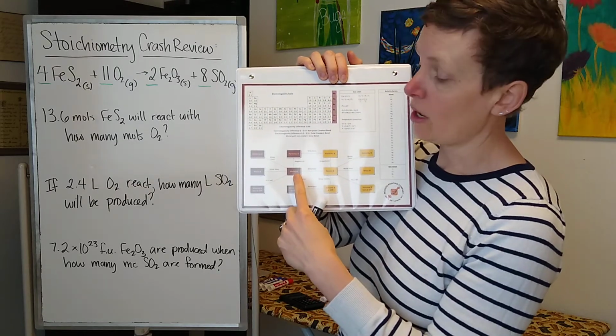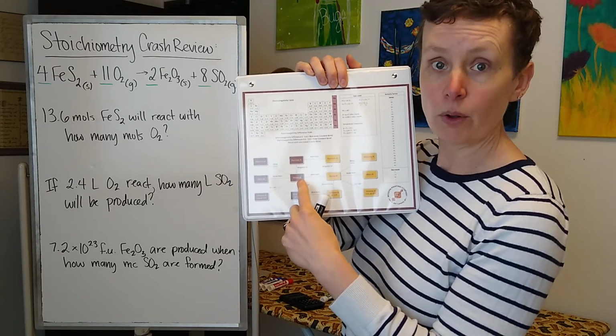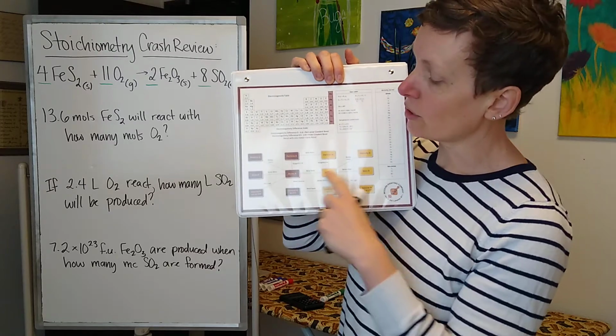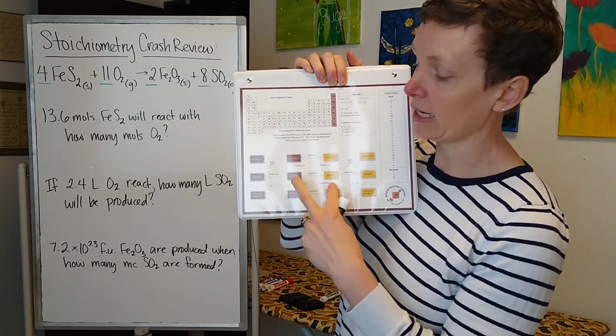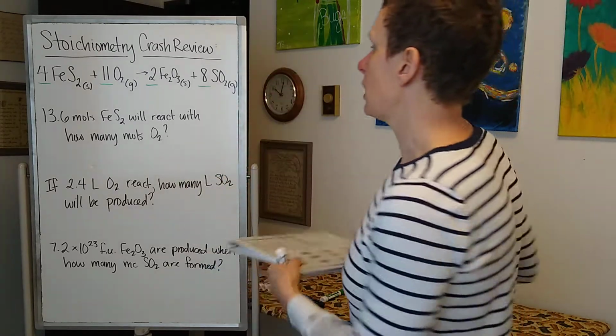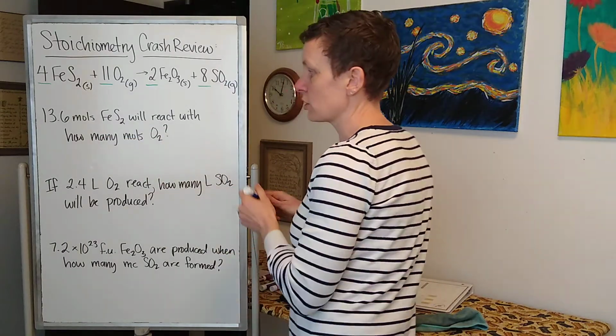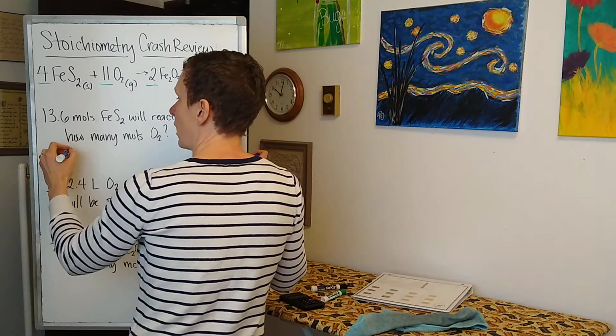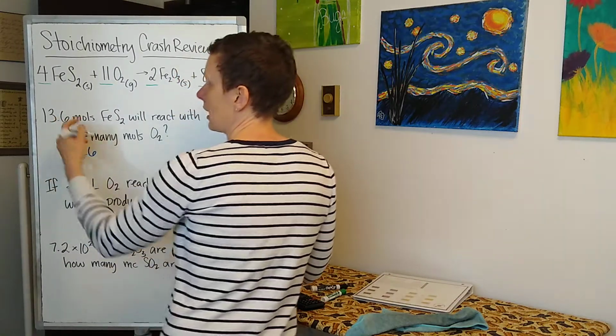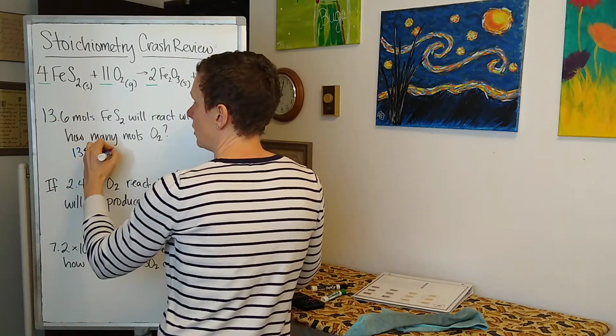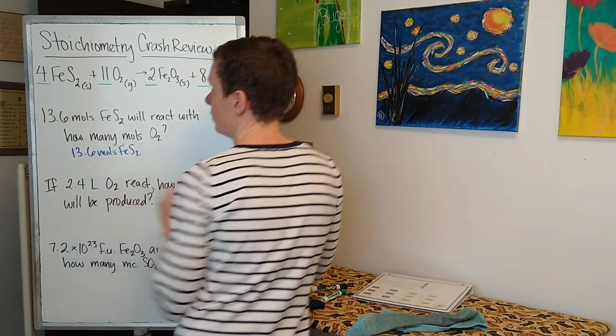Where are you starting? We're starting in moles. What are you trying to find? Well, we're trying to find moles, but moles of something else. So we have to switch over from the maroon side to the gold side, okay? So here, 13.6 moles of iron sulfide, that gives us our starting point. You're always going to start with that 13.6, whatever that given value is of FeS2, okay?